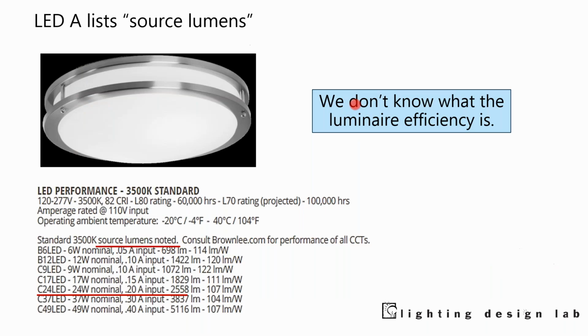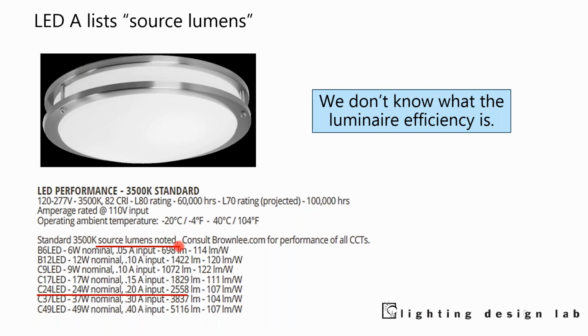So now we look at the LED fixture, and we were getting 2,500 lumens. So that doesn't look so bad. It looks like it's almost an equivalent. But if we look closer at their spec, it says source lumens.